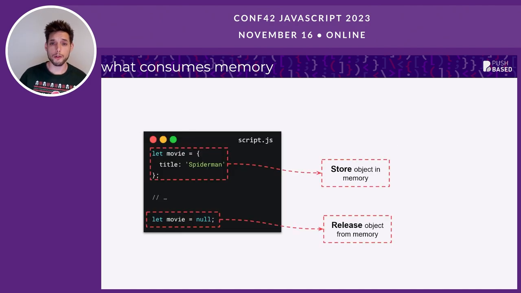So let's first talk about JavaScript. Whenever you store an object, in this case just a simple object with one property which says title Spider-Man, we store it in memory. We just say let movie equals this object, and this object is now stored in memory. As soon as we nullify this object again, then we release this object from memory.